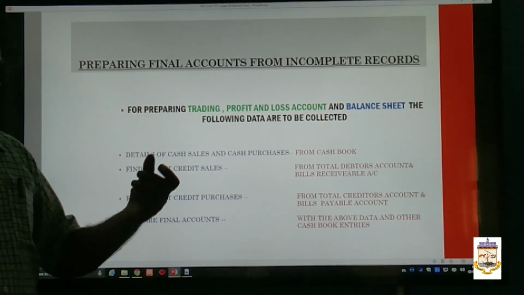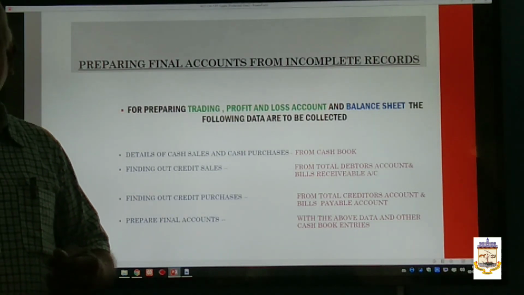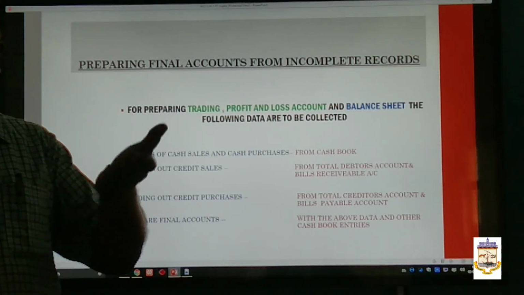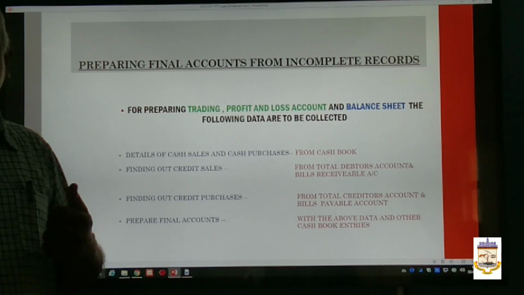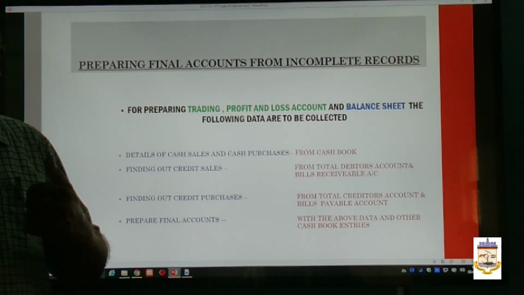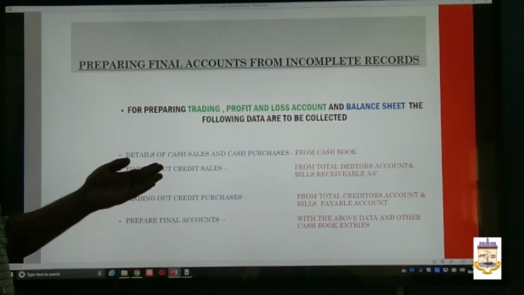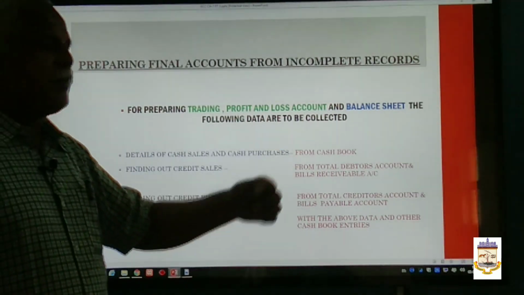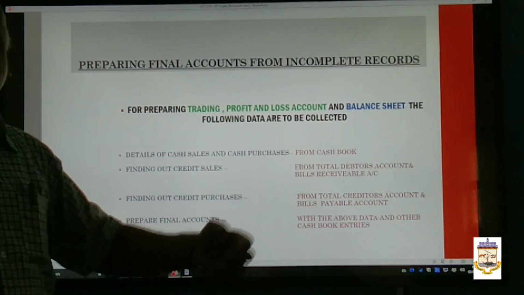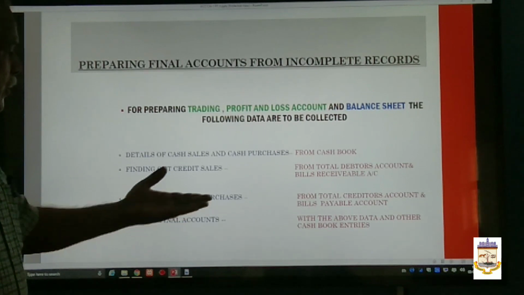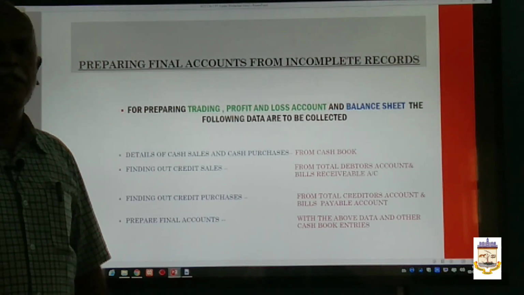Finding out credit sales. How do you find out credit sales? Credit sales are made to customers who will pay the money on a later date. They purchase the goods from us and they pay later on. Till they pay, they are called debtors, as we are making credit sales. These credit sales are found by preparing a total debtors account and a bills receivable account. Let us come to the topic of bills receivable a little later. Now let us see how the credit sales are found out by preparing the total debtors account and bills receivable account.